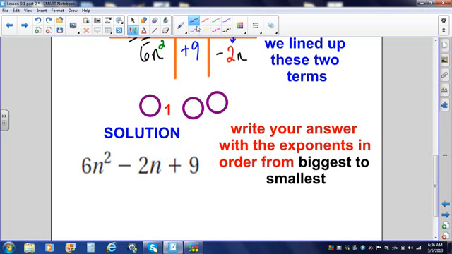And it has 1, 2, 3 terms, so that would be a, oh, very good. You said that would be a trinomial. 3, tri, like a tricycle. Good job.